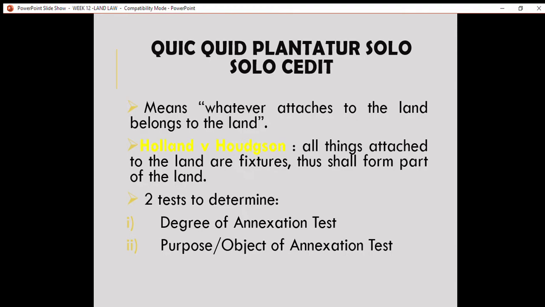However, in order to determine whether the items is fixtures or chattels, we need to fulfill these two tests. Okay, the first test is degree of annexation test. We need to look into the degree of the object attached to the land. And second test is we are going to look into the purpose or object of annexation test. Why we attach the object to the land. Okay.